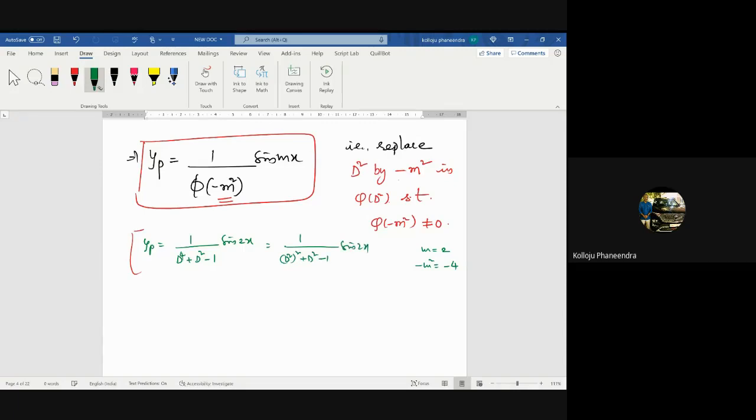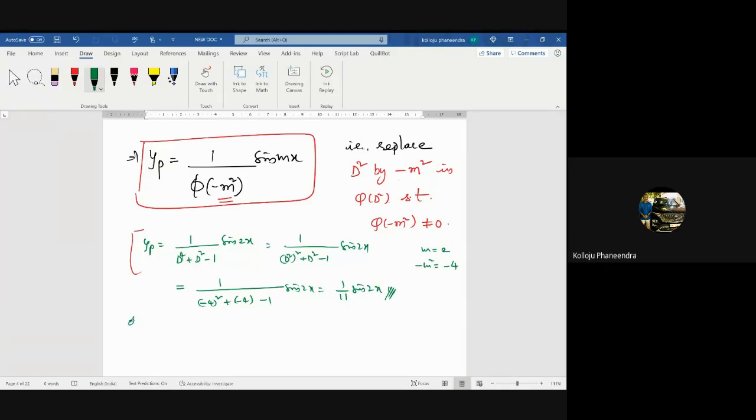Yes, the function is containing d square terms. Now what I have to do? Replace d square by minus 4. Minus 4 whole square plus, replace d square by this, minus 1, sine 2x. So what is the answer? This is 16. 16 minus 5, 11. So 1 by 11 into sine 2x, that is the answer. Okay.